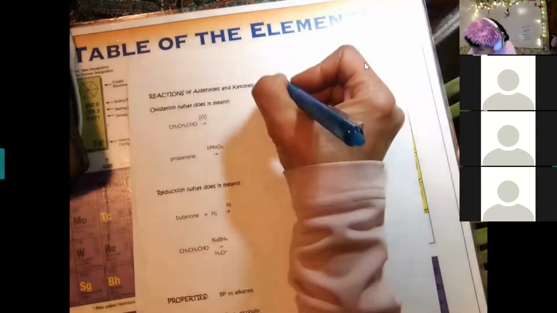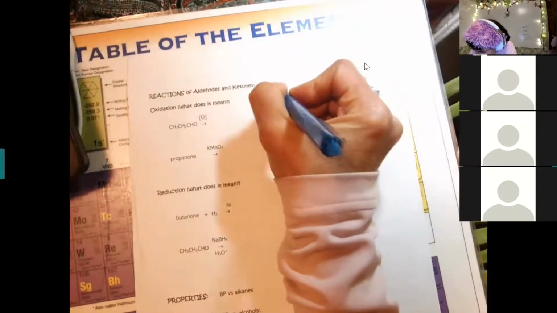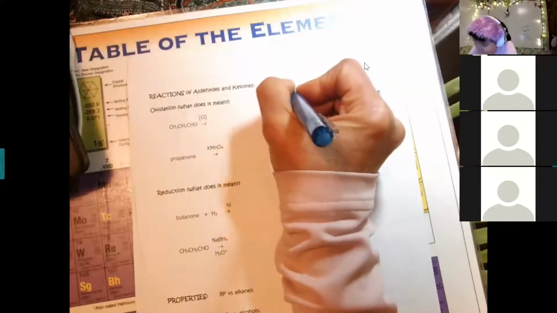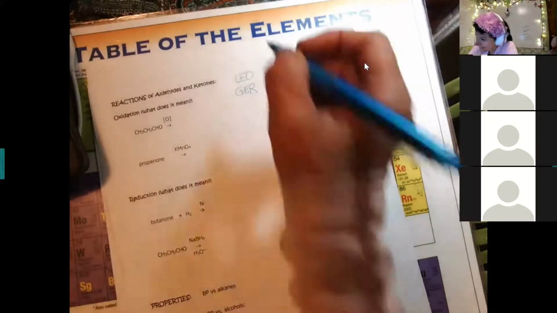And we're going to do oxidation reduction. So we're going to review LEO GER. So it's the year of the metal ox, and it's perfect for a chemist. 2021, starting tomorrow. The year of the rat is almost done.